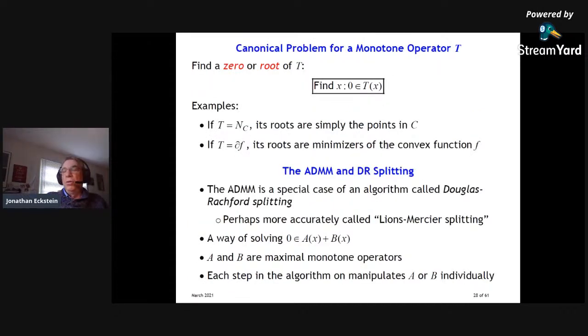And the canonical problem associated with one of these is to find a zero, find some point x such that 0 is in the image of x. So for example, if this T is a normal cone map of some convex set, it's just finding a point in the set. If it's the subgradient of some convex function, these points are minimizers.